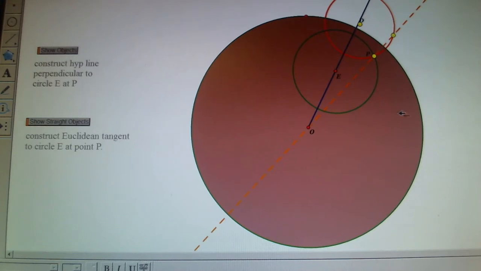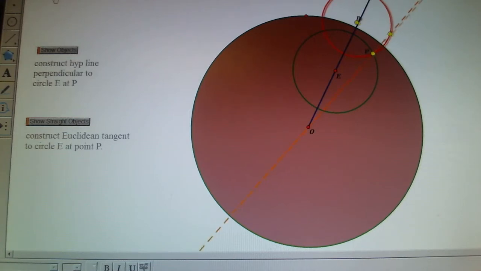One of the things I've done is the construction for a hyperbolic line, that's this red thing here, a hyperbolic line that is perpendicular to both the circle E and the boundary circle. Well, to be perpendicular to the boundary circle is what makes this a hyperbolic line. But to be perpendicular to E gives it the following property. I have a line perpendicular to a circle. Therefore, it must go through the center of the circle. Even in hyperbolic space, that property shows.